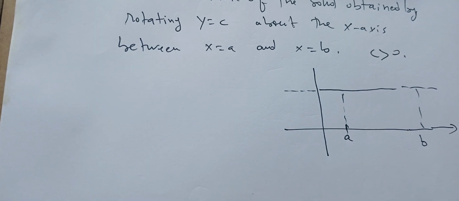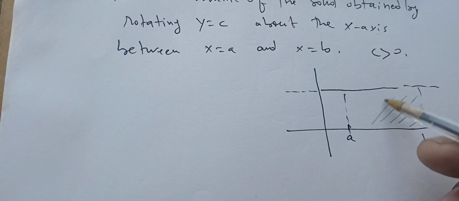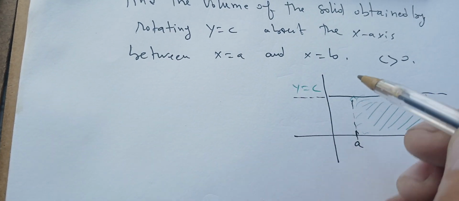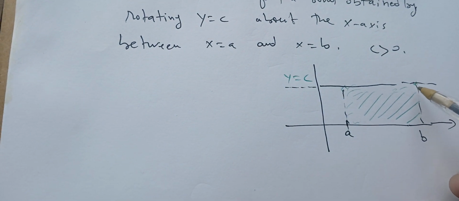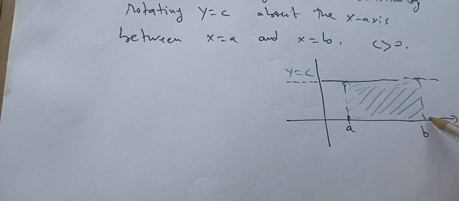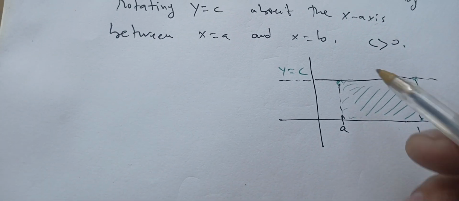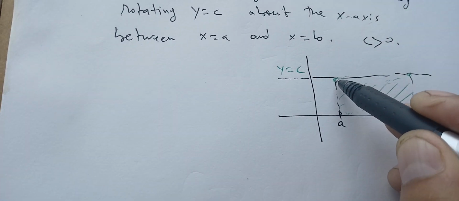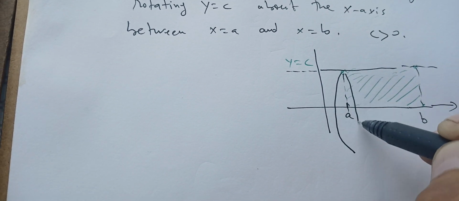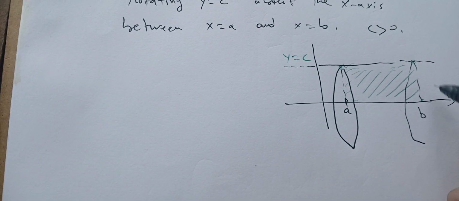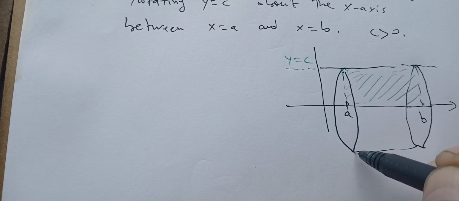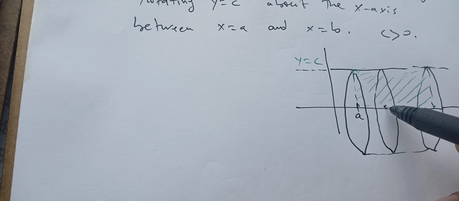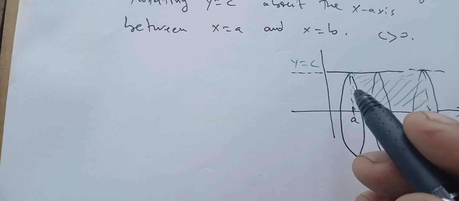In this case we have the area of the region. The region here that we have is y is equal to c. So this is our region that we're going to rotate to obtain our solid. We're going to rotate this one about the x-axis, and once we do, we obtain a cylinder. So we see that we obtain a cylinder, and the problem now is going to give us the volume of the solid, which is the cylinder.